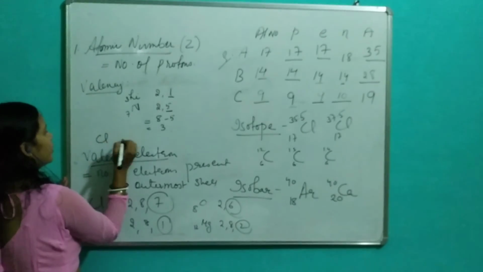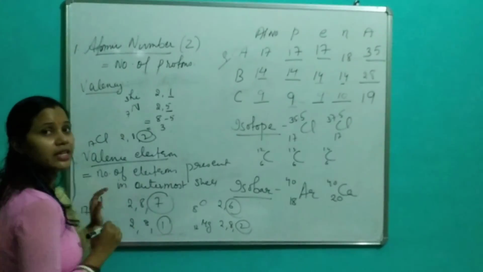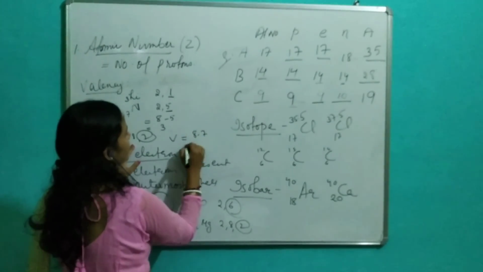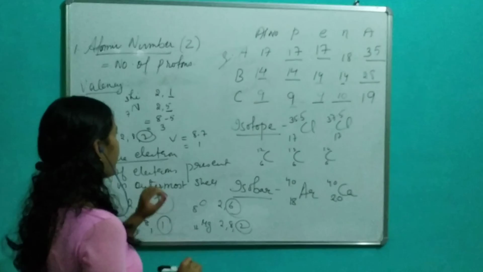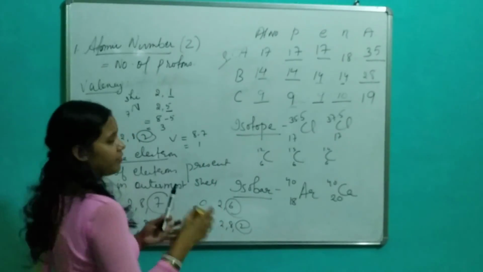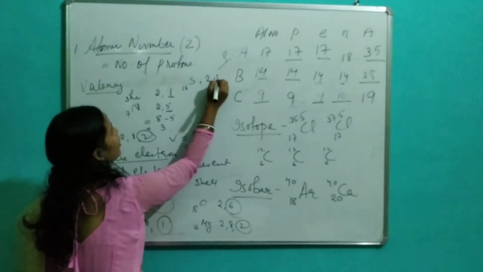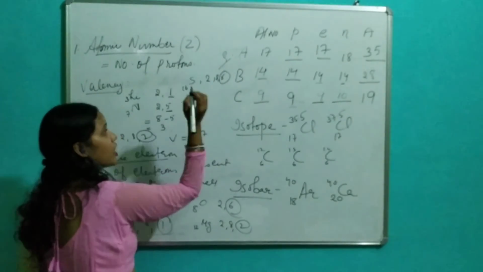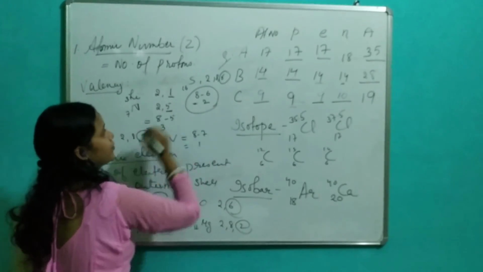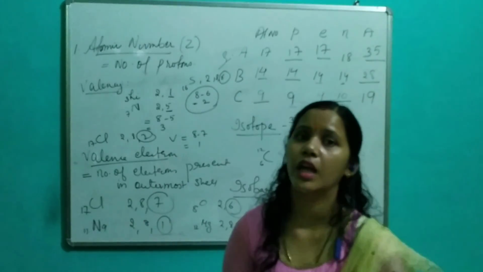Similarly, valency of chlorine क्या है? 17 है. 2, 8, 7. 7 तो इसका वैलेंस इलेक्ट्रॉन है, लेकिन अगर हम वैलेंसी पूछे तो वैलेंसी क्या हो जाएगी? 8 minus 7 that is equal to 1. ठीक है. Similarly, as example I can give you sulfur. Sulfur is 16. आखिरी शेल में कितने? 2, 8, 6. 6 इलेक्ट्रॉन है आखिरी शेल में, लेकिन वैलेंसी क्या होगी? 8 minus 6 that is equal to 2. Okay, so this is the difference between valency and valence electron.